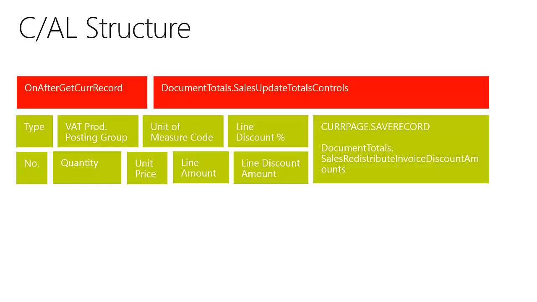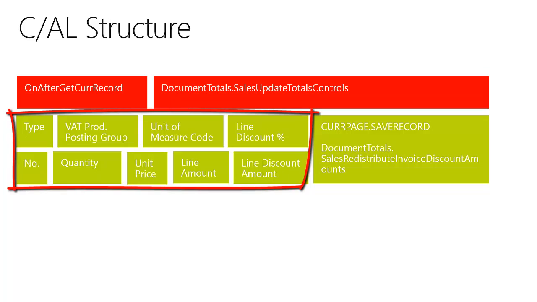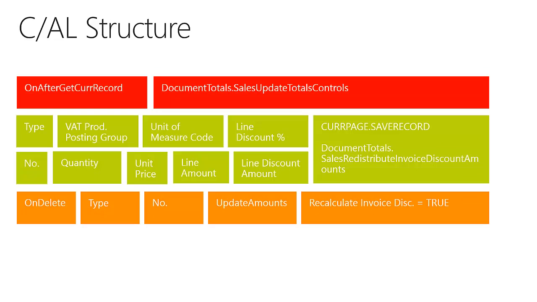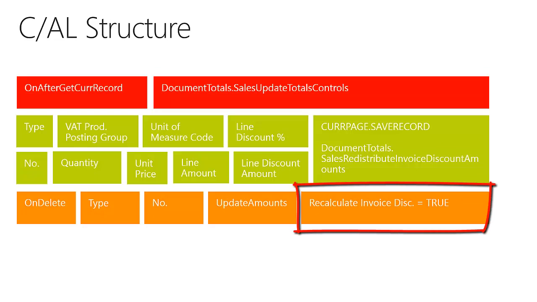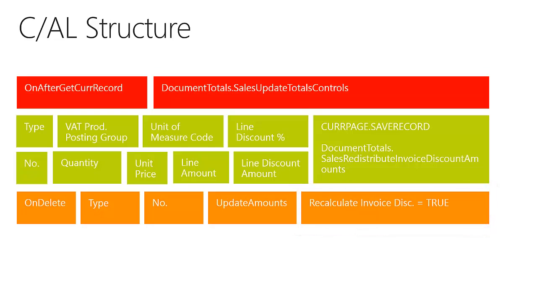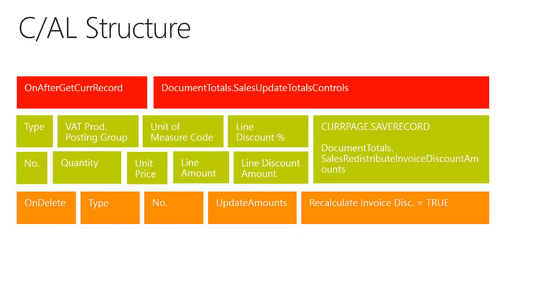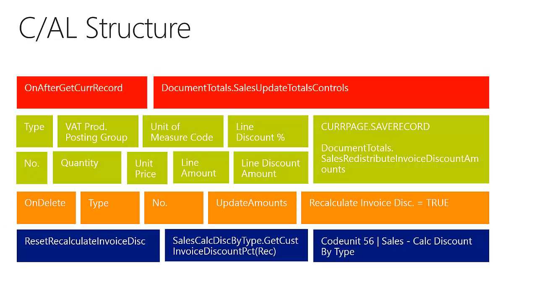Then there are a number of page controls that trigger a function to update the totals. First it calls the cur page save record, and then it calls a function in the same document total code unit that also calculates the discount if required. To test if recalculating the discount is required, a mechanism is implemented in the sales line table, which is triggered in a number of events. We will come back to this later. And last but not least, in the function that calculates the discount, the fail-safe methodology is being reset.